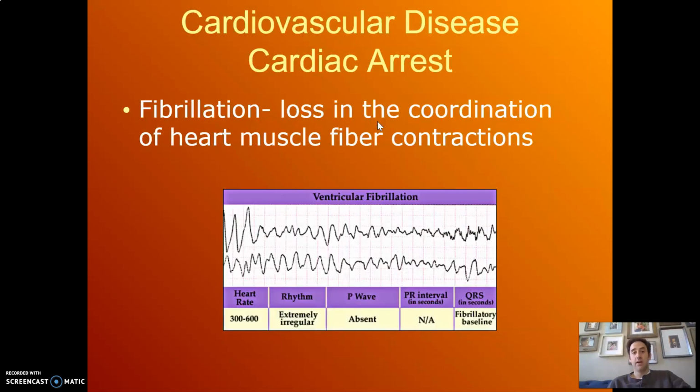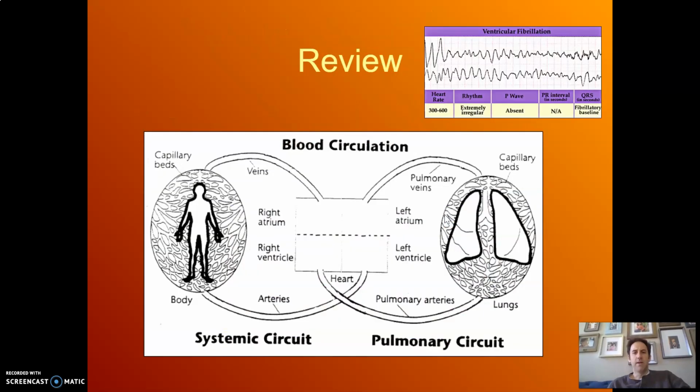So now let's introduce coronary artery disease. What happens is we end up experiencing what is called fibrillation, which is a loss in the coordination of the heart muscle fiber contractions. On the EKG or ECG, instead of that nice P wave and QRS complex, it's just chaos. It's anarchy. The electrical activity is all screwed up. Why would that be? In the event of coronary artery disease, the heart isn't getting the oxygen and nutrients it needs to do its job. Cells start to die, and they can't work together to pump the blood how they're supposed to.